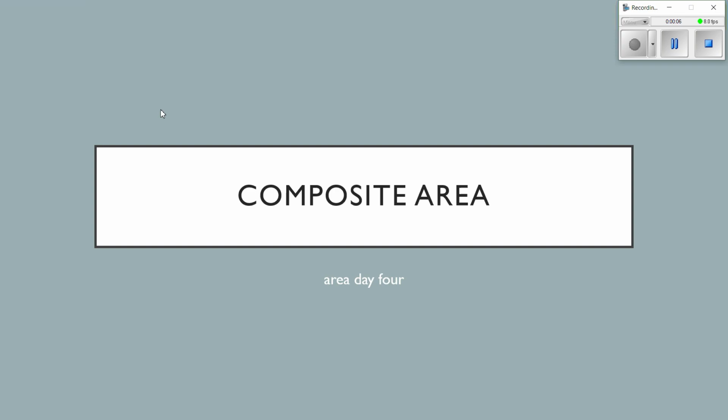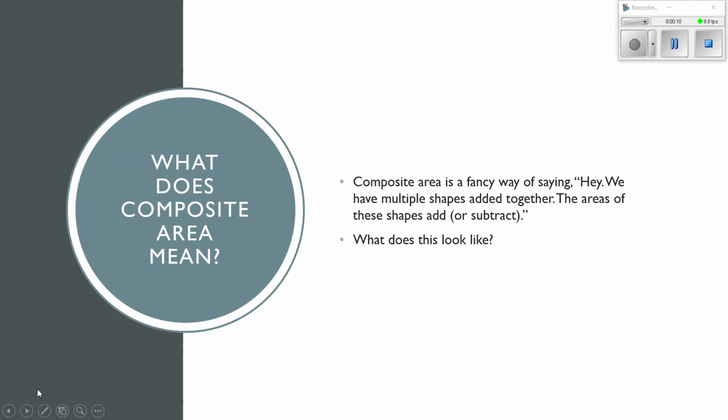Today we're going to start talking about composite area. And what does composite area mean exactly? Composite area is just a fancy way of saying we have multiple shapes, we're going to add or subtract them together because the areas of these shapes add or subtract. We're not really going to focus on any with subtraction, but there might be some later on. I just want to throw that in there.